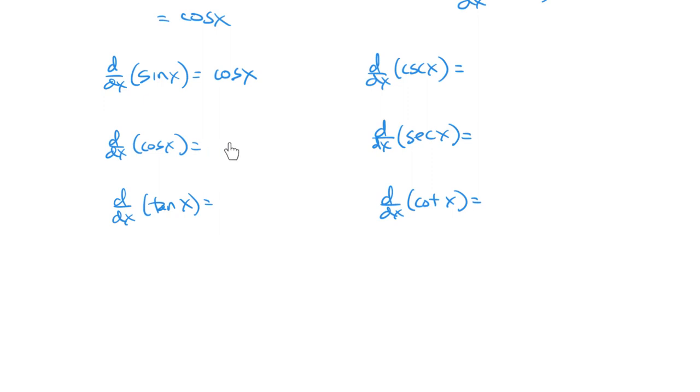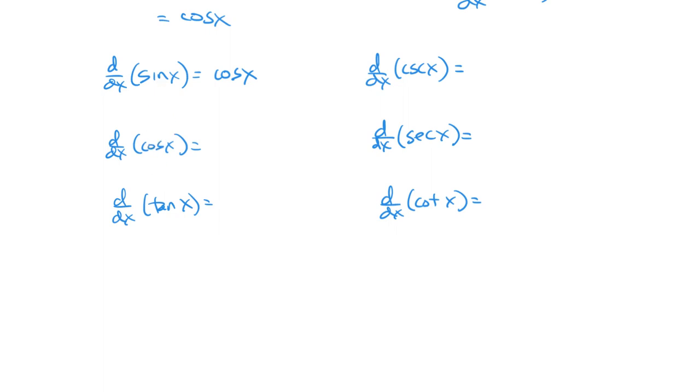But once we have these two, all 4 of these can be found in much easier ways, because isn't it true you can write all 4 of these trig functions in terms of sines and cosines? So if you just rewrite these 4 in terms of sines and cosines, then you can just use the product rule and quotient rule once you have these 2 established.